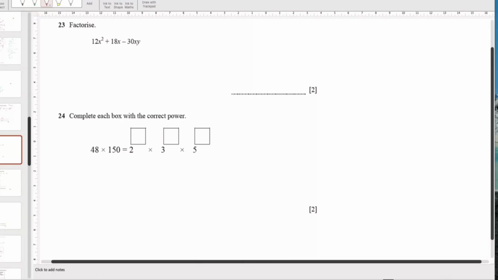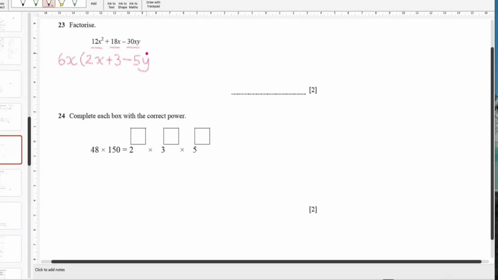Factorize the following expression: 12x squared plus 18x minus 30xy. So what we are going to do first is look for the highest common factor of all three terms. We have 12x squared, we have 18x, and we have negative 30xy. We can see that all three terms have a factor of 6x. So let's see what this expression will look like if we take out the common factor 6x. Then we are left with 2x plus 3 minus 5y.